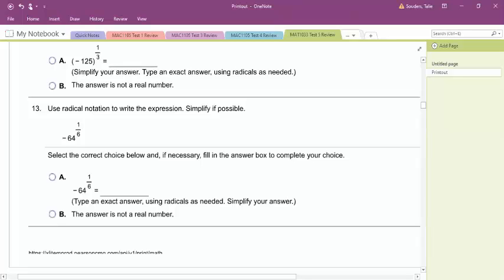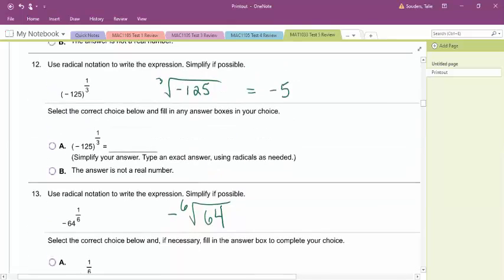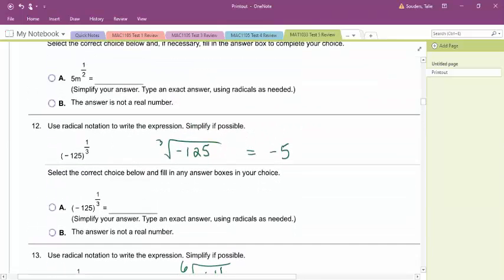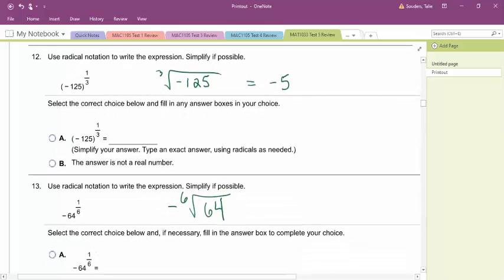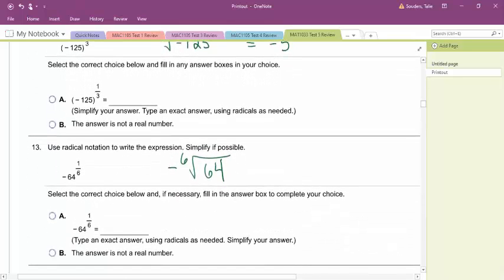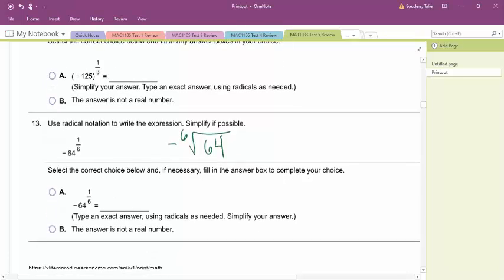Wouldn't it be 6 on the outside and then radical and then inside the radical, negative 64? The negative would be on the outside. Yes, the negative would be on the outside because, kind of like the problem that was 5m to the 1/2, only the m was being raised to the 1/2. Here, only the 64 is being raised to the 1/6 unless the negative was in parentheses with the 64, but it's not. So it's on the outside.